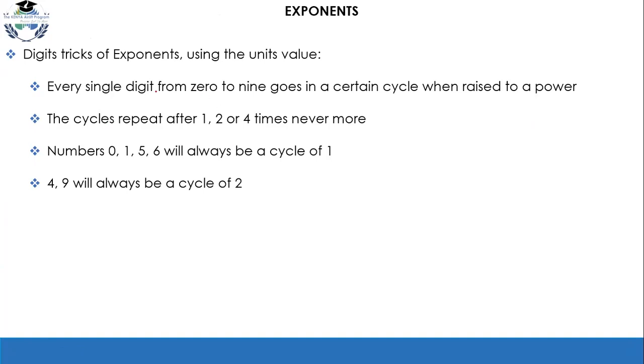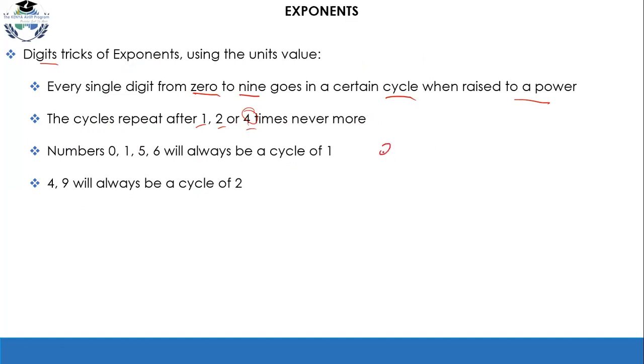So for digits, there's usually something called digit streaks. When you're doing exponents, there's something called digit streaks, right? Every single digit from 0 to 9 goes in a certain cycle when raised to a power. Whenever we raise anything to a power, they will always go in a cycle. Usually the cycle repeats after 1, 2, or 4 times, never more. So the maximum number of times the cycle can repeat is 4. Numbers that end with 0, 1, 5, or 6 will always be in a cycle of 1. 4 and 9 will always be in a cycle of 2. So what do I mean by this?